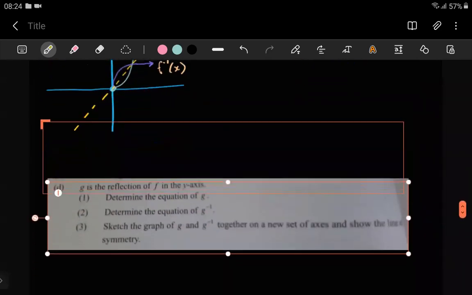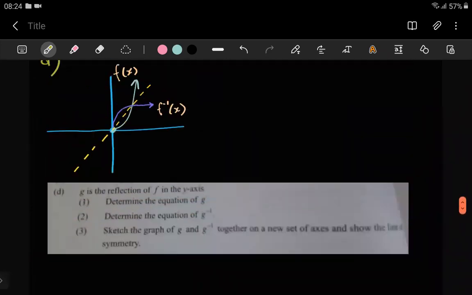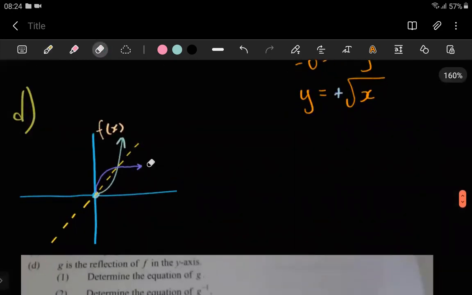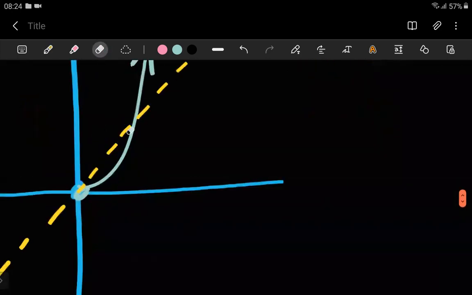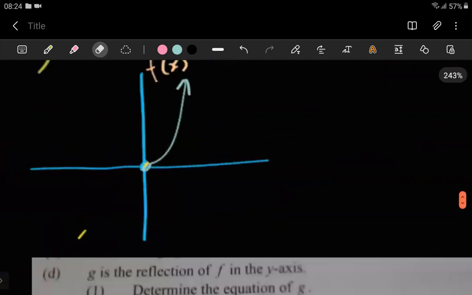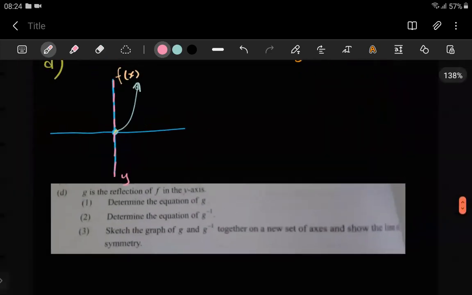They say g is a reflection of f in the y-axis. So we are talking about f, right? So let's remove this here because we don't need it. We also don't need our line of inverse here because we're not talking about the inverse. We're talking about the y-axis. So we have the y-axis, which is this line here. This is our y-axis. g is a reflection of f in the y-axis.